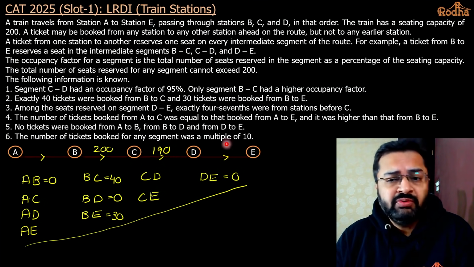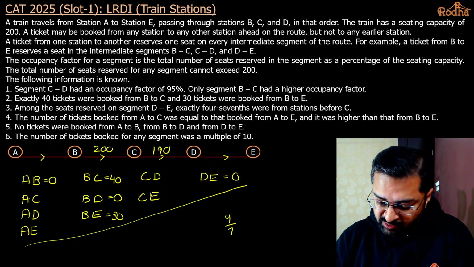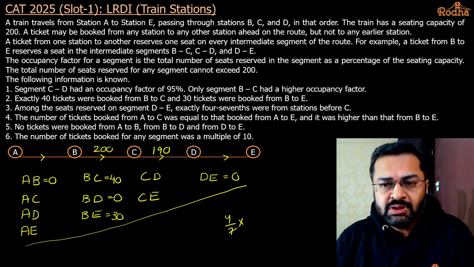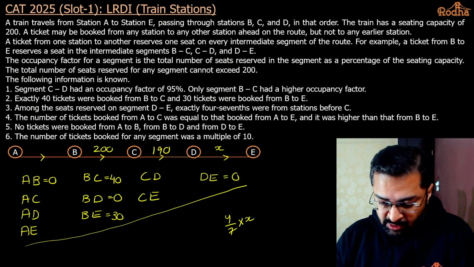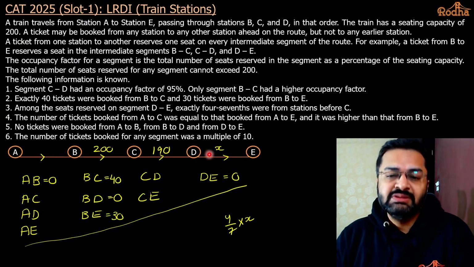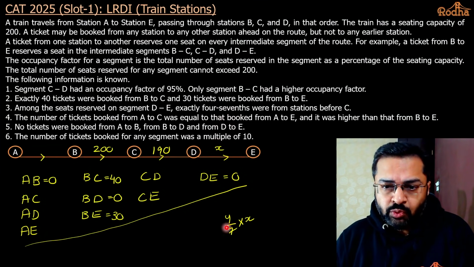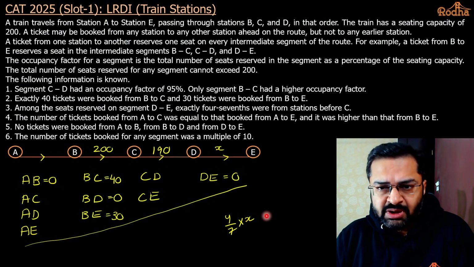Now this is a multiple of 10, and since it says 4/7, that is 4 upon 7 into whatever is the number. So if it says exactly 4/7 of whatever this number is, if I call it x, for example, can we say that whatever is the number of seats reserved here, 4/7 of that has to be an integer? Because these are the number of seats reserved, this has to be an integer.